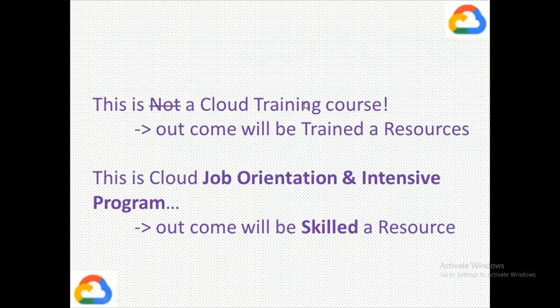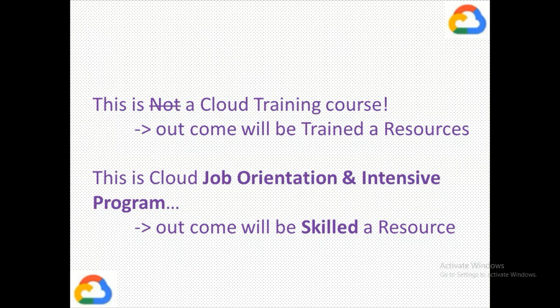So this is not a simple training. This is a job-oriented intensive program. What's the difference between these two? The outcome of job-only training will be a trained resource. Daily 1.5 hour training for 1 month, that is called training, as per my understanding. So after 1.5 months, you will be a trained resource, that's all.